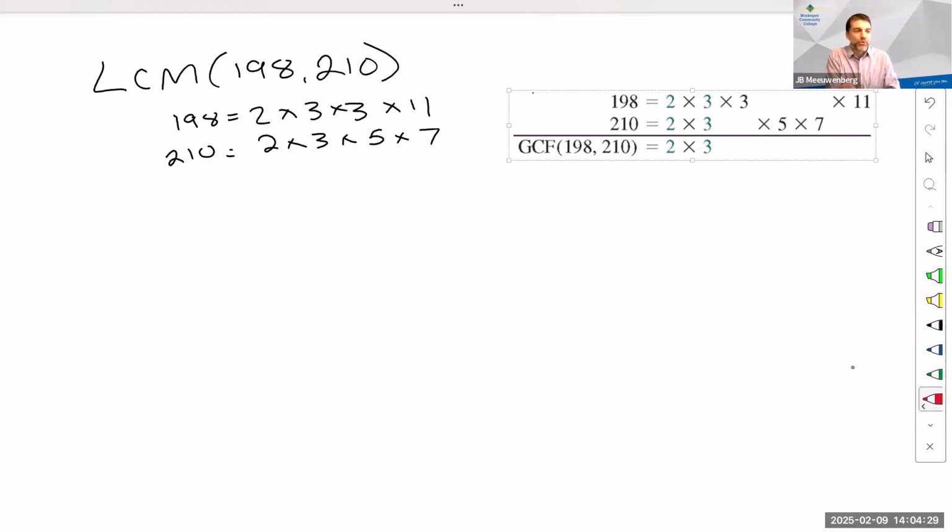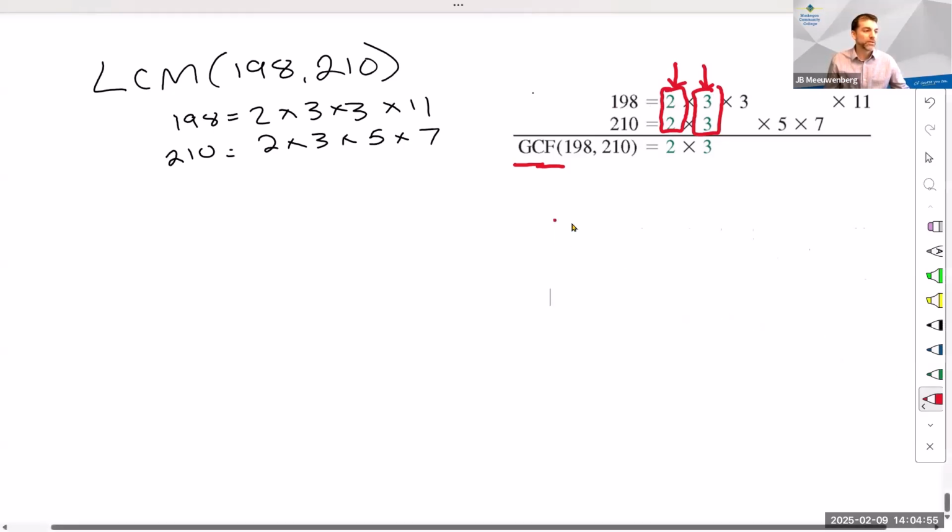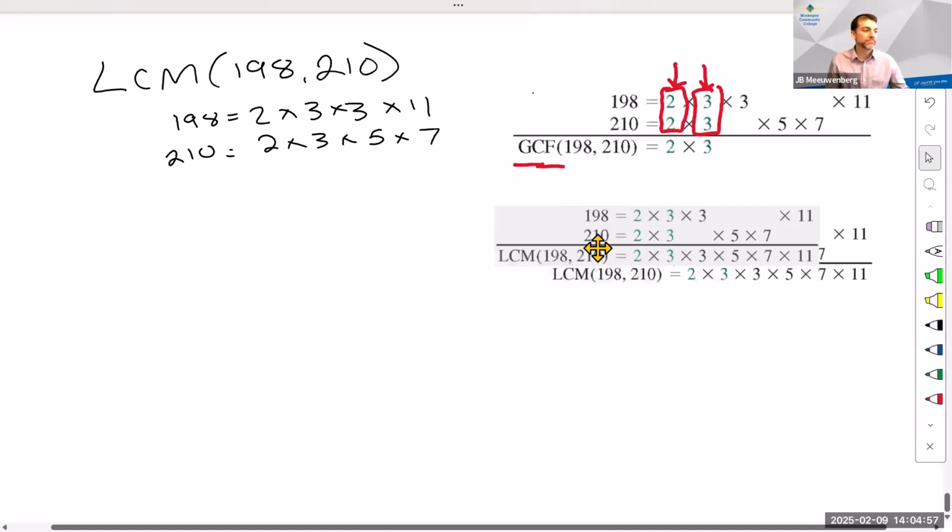But there's going to be a really important difference. When we did greatest common factors, we only kept the numbers that showed up in both numbers, right? The prime factor of 2 showed up in both lists, and the same with 3. When we do this with least common multiples, it's going to look like this.